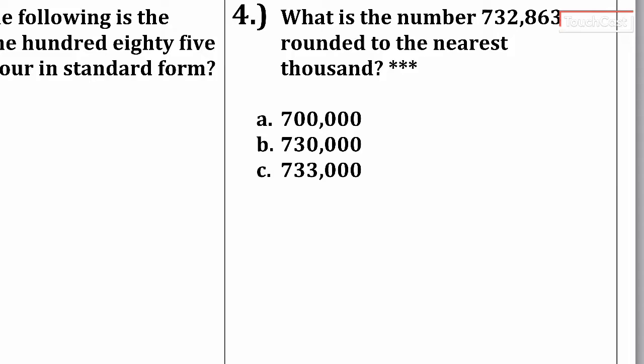Let's take a look at number 4, which is your second problem on Tuesday. What is the number 732,863 rounded to the nearest thousand? And of course, the key word here, we're rounding it to the nearest thousand.